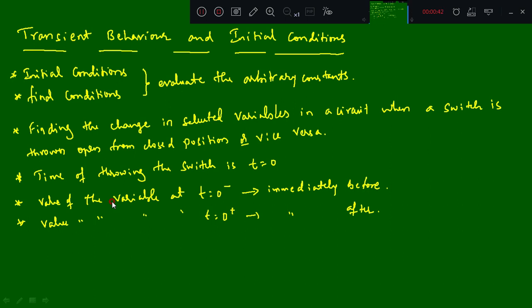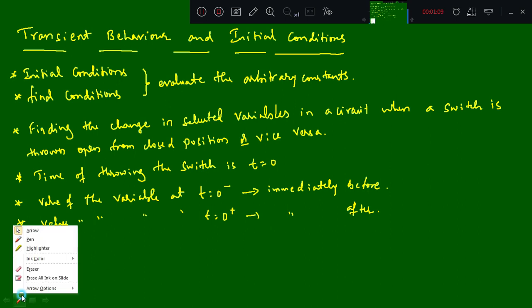So the time of throwing the switch we consider as t equal to 0, and one more variable, that is t equal to 0 minus, is immediately before closing the switch, and one more, t equal to 0 plus, that is immediately after closing the switch. So these two conditions are important.